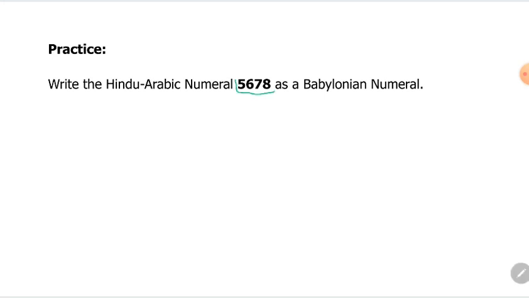So in this case, 5,678. We need to write this in Babylonian numeral. Remember our place values: 1, 60, 3,600, 216,000, and so on. Okay, remember what we're looking for is how many 60s, how many 1s, how many 3,600s, and so on, are inside 5,678. So we have to do some divisions. The largest place value that we can use is 3,600.